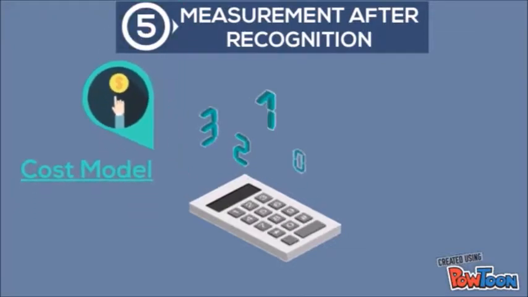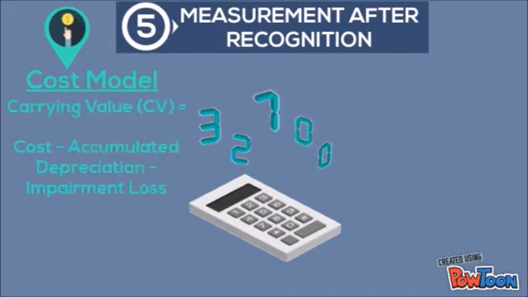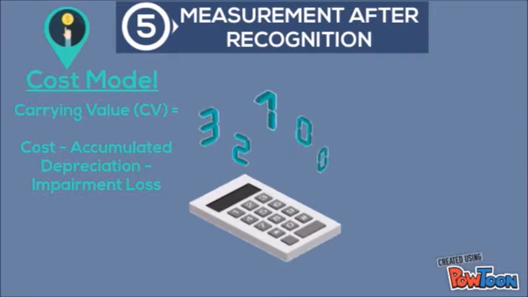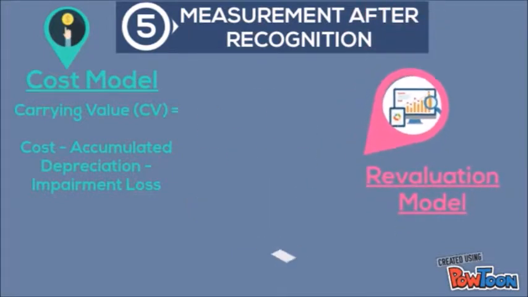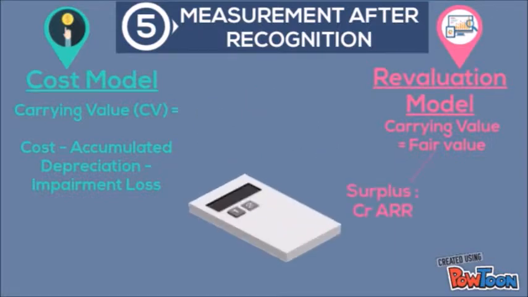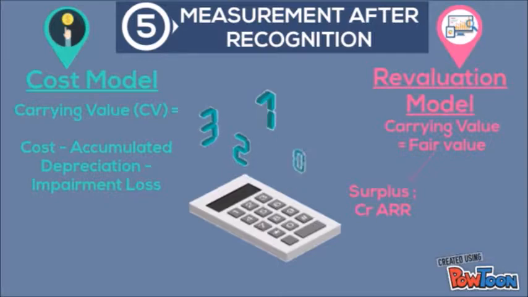There are two measurement after recognition, which is the first one is cost model, where the carrying value is the cost less accumulated depreciation less impairment loss. Second one is revaluation model, where the carrying value is the fair value, if there is surplus, credited into asset revaluation reserves. If it is deficit, it will be expensed off into statement of profit or loss.